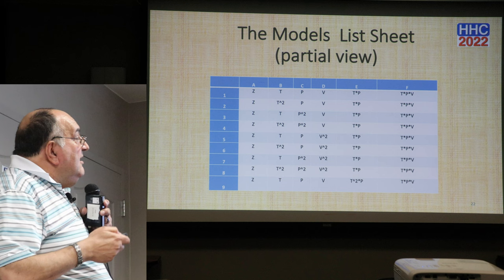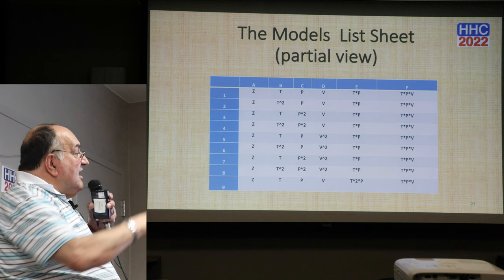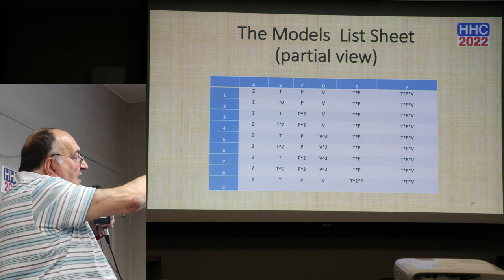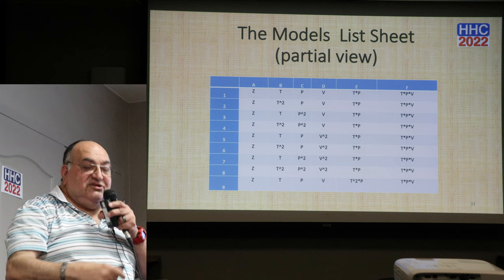Here's a partial list of the models. The first one is where all the variables are linear, and then you can see variable t becomes squared, then p, and then t and p, and so on. So there's a very gradual variation in the power increase and change.